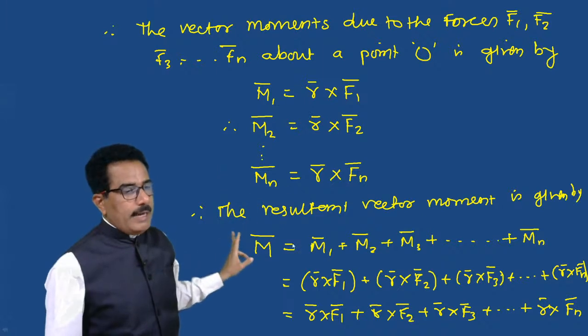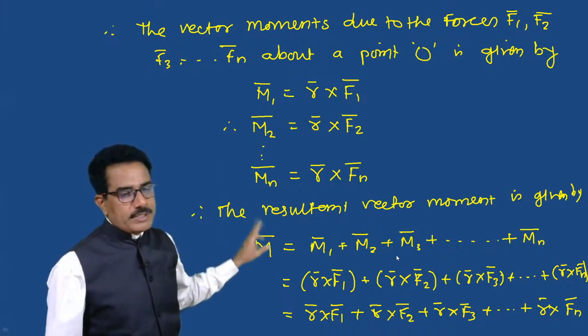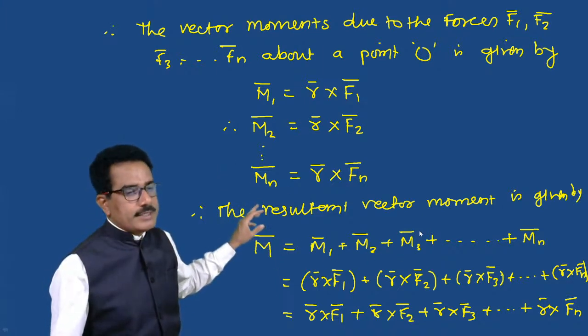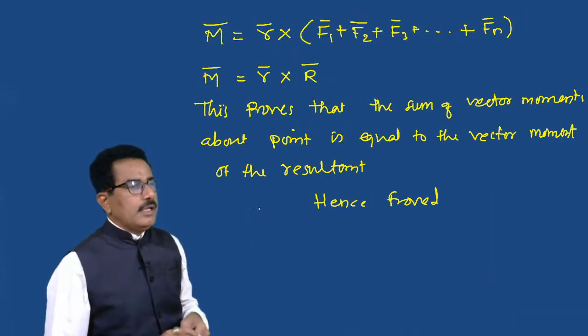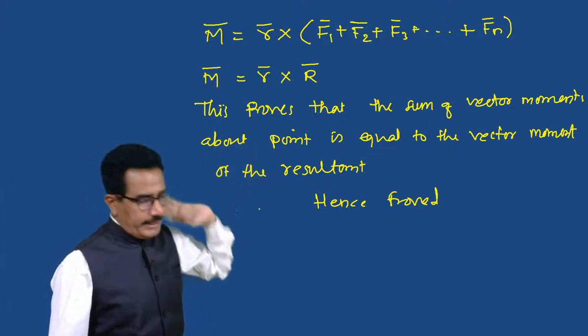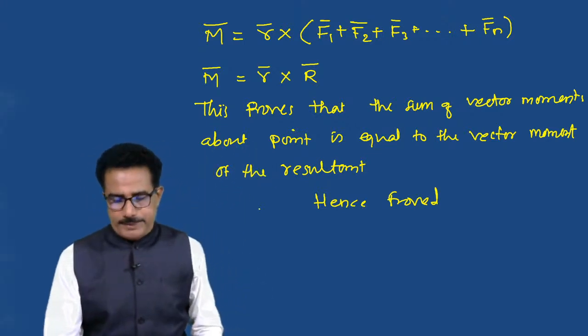See this, capital M bar is equal to M1 bar plus M2 bar and so on. This way we can take this. So this is the complete theorem. Now we shall discuss a problem based on this theorem. Now solve the problems. Here we have to solve problems. We will solve one problem here.